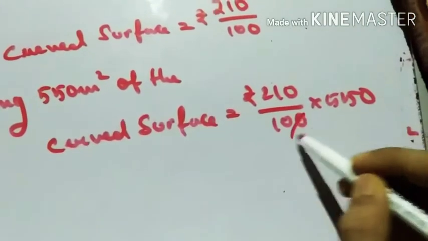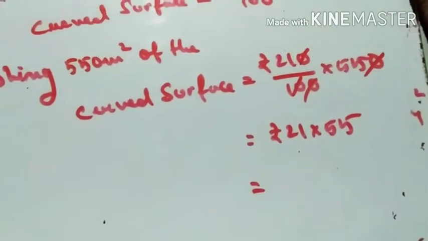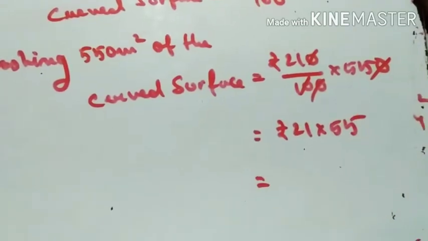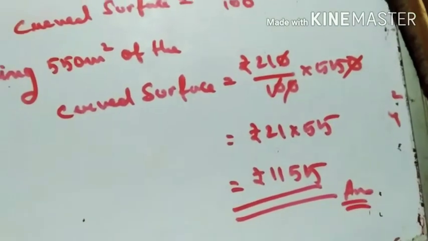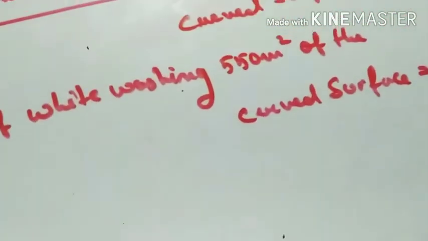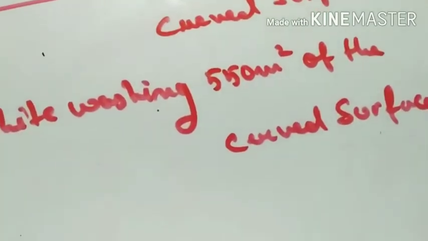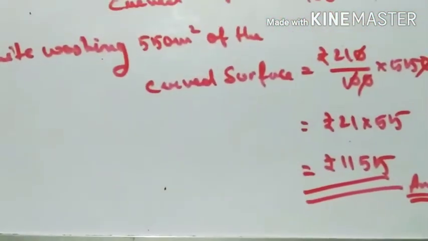Okay, so now if I solve it, I will get rupees 21 into 55. So 55 into 21, I will get rupees 1155. Okay, rupees 1155, this is the answer. Let's check the back answer one time. Exercise 13.3, question number 6, 1155. Okay, rupees 1155. So if you have got any doubt, you can write it in the comment section.